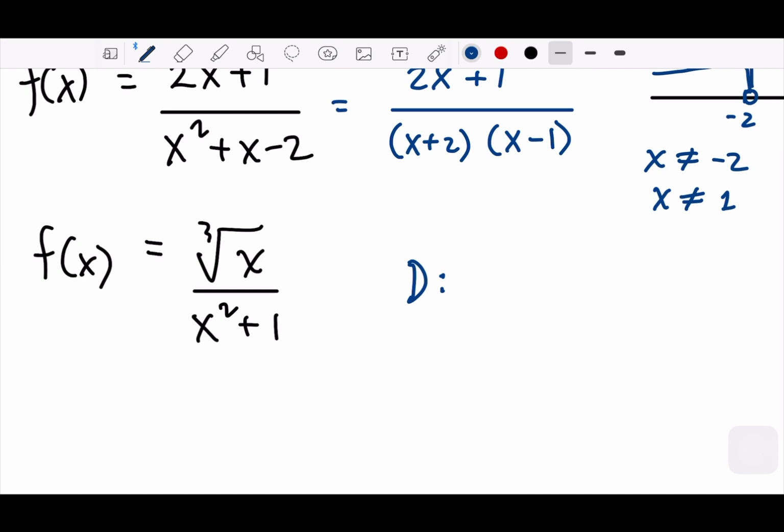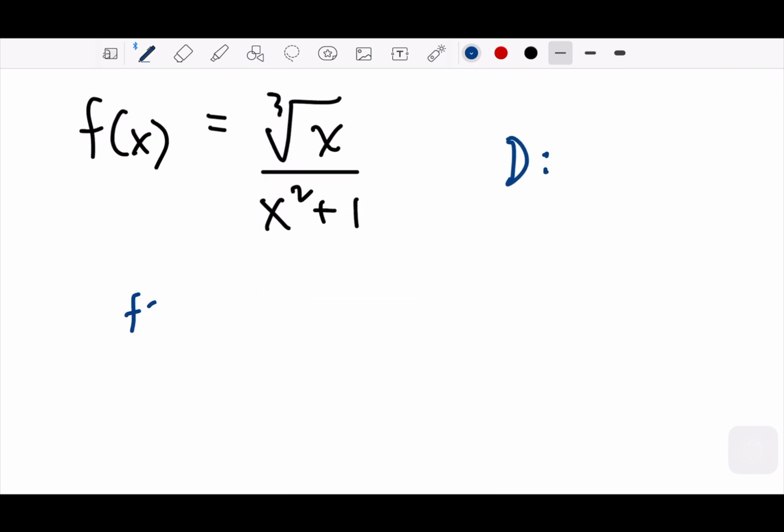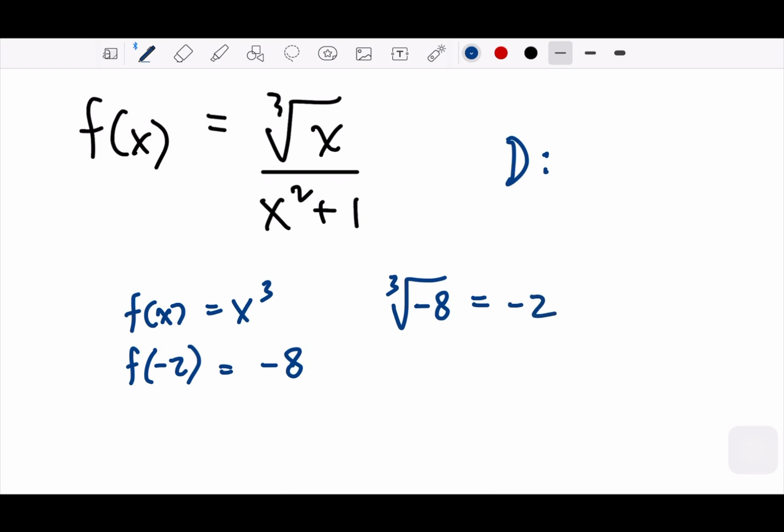Can it be negative inside? Can be negative, right? Remember, it's cubic, not the square root. If it's square root, maybe it will be a different problem. But it's cubic root. So remember, for example, if you have a function of a cube, then it can be negative, right? So if you have a negative, then it should be okay, right? So let me just erase this.